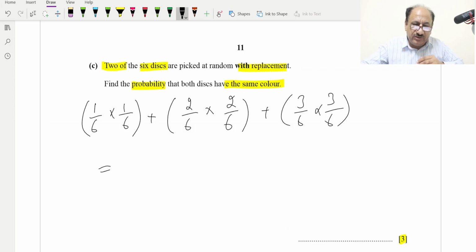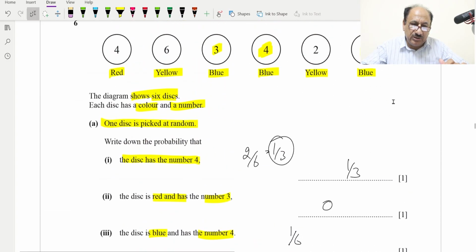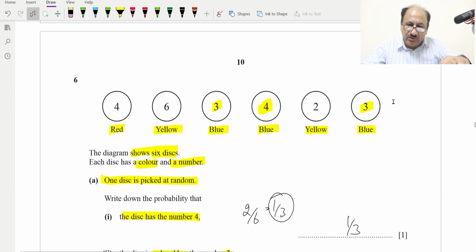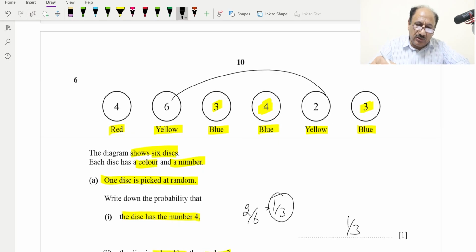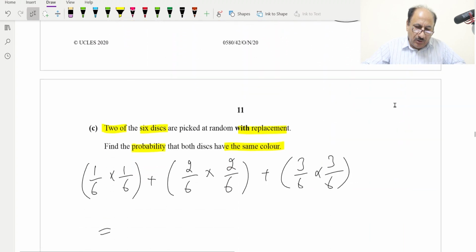Now 2 out of 6 and 3 out of 6, why have we taken 2 out of 6 and 3 out of 6? 2 out of 6 is for yellow because there are two yellow, this one and this one, and 3 out of 6 because there are 3 blue. That's why we have taken 2 out of 6 and 3 out of 6.